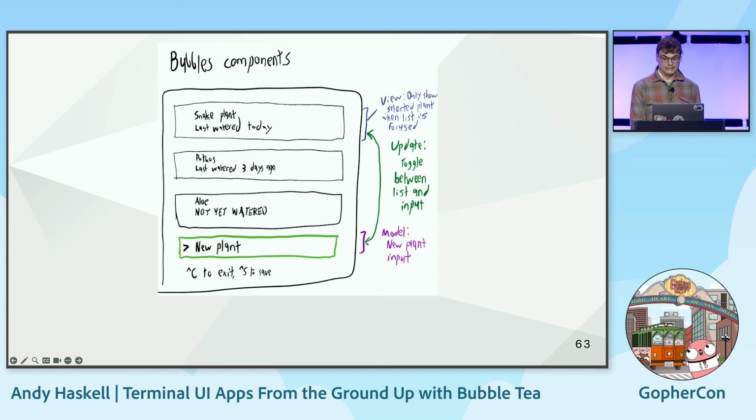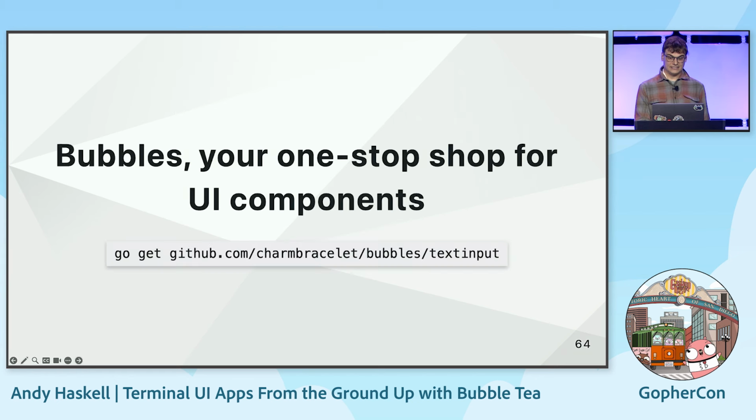And finally, in the update method, we're going to need to handle toggling the focus state using the tab key and making it so that input only goes to the focused component. Like if you press enter while the list is focused, then we water a plant. If you press enter when the plant input is focused, then we add a plant to the list.